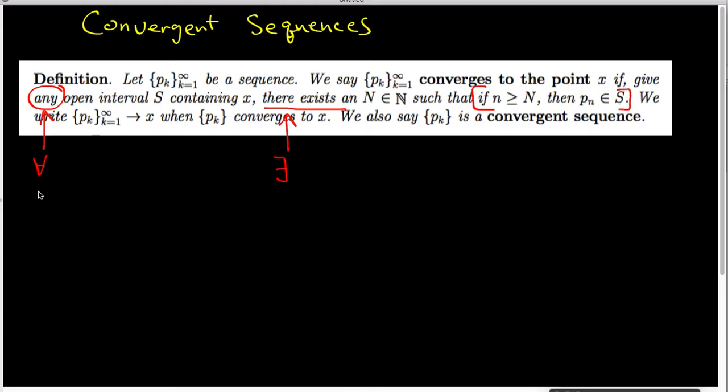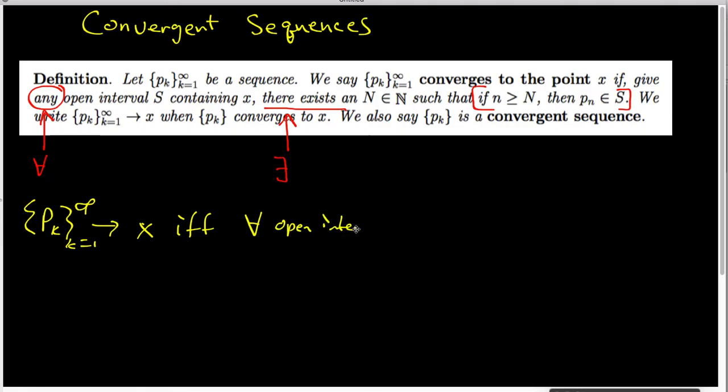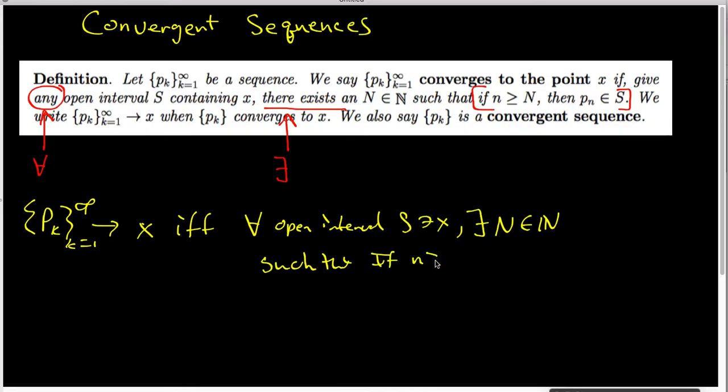So we can rewrite this definition in a more symbolic way as saying that our sequence converges to X if and only if for every open interval S that contains X, there exists a capital N inside the natural numbers such that if n is bigger than or equal to capital N, the nth term of the sequence belongs to S.